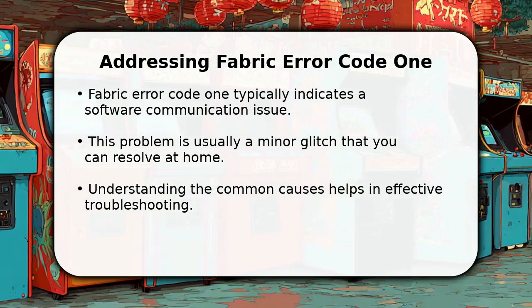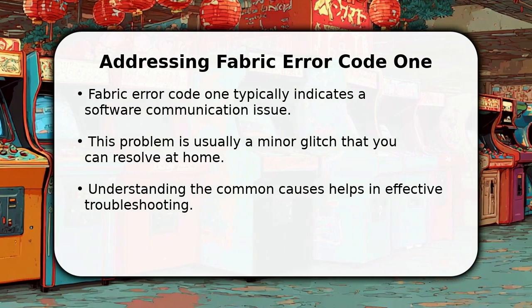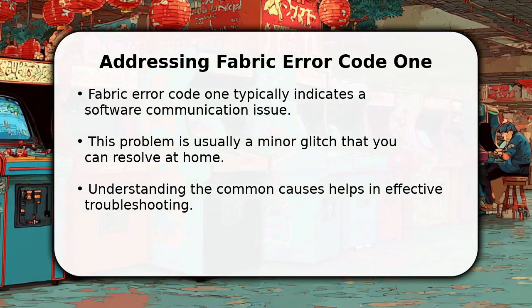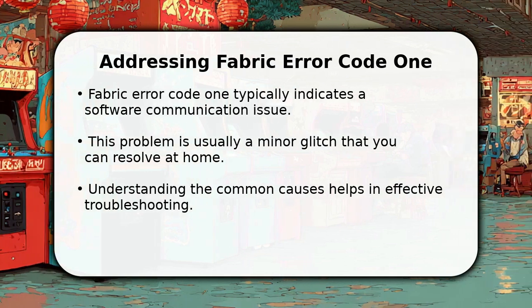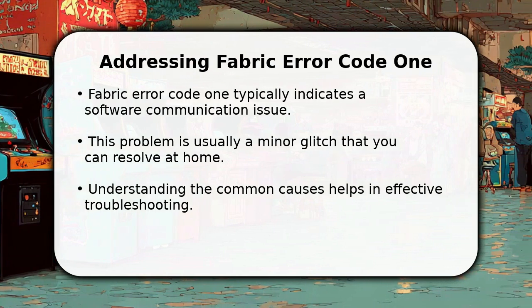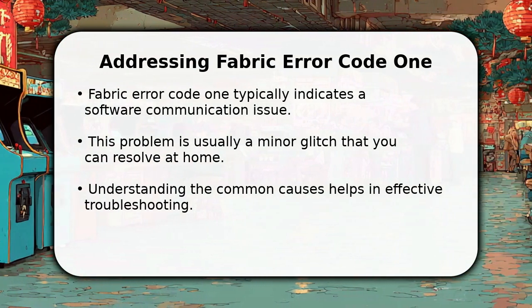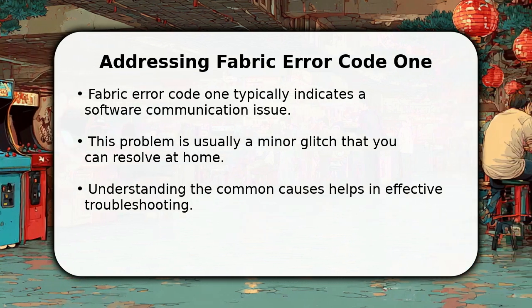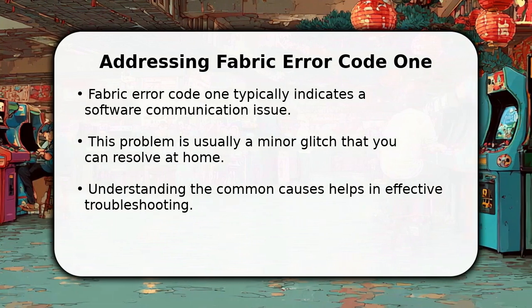In this video, I will explain how to fix fabric error code 1. This specific error often indicates a minor software glitch, which is usually quite simple to resolve at home. We will start by identifying the common causes, like temporary data corruption, and then move through effective troubleshooting steps. You can typically get your device working smoothly again in just a few minutes, avoiding professional repair costs.